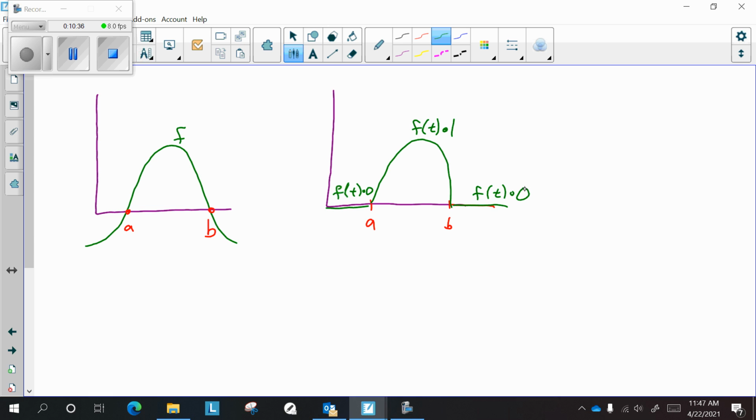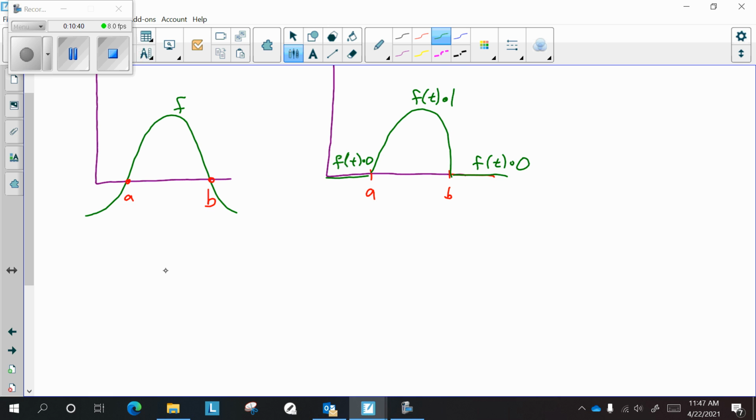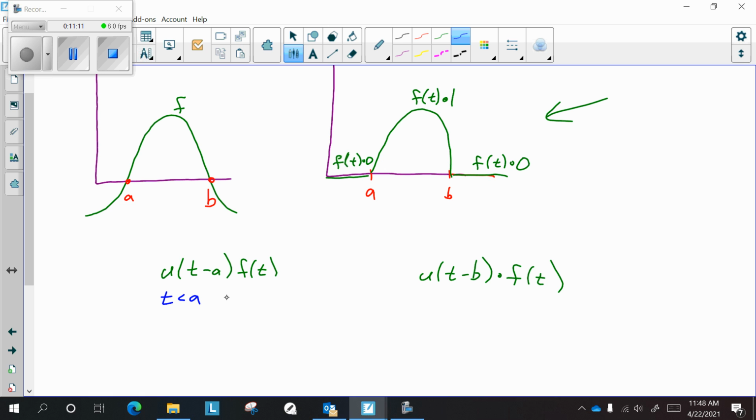So we have two different values, so we may have two different steps, u of t minus a and u of t minus b. And both of these are multiplied times our function. So let's see what each of these is going to do, and then let's see if we can determine how we can use these two to produce this graph. So if we have u of t minus a, then when t is less than a, this is going to give us 0. When t is greater than a, that's going to give us 1. For this one, when t is less than b, we're going to get 0. When t is greater than b, we're going to get 1.